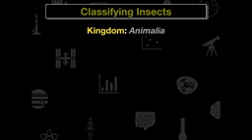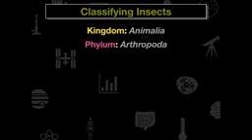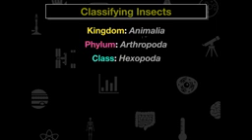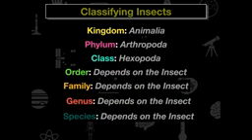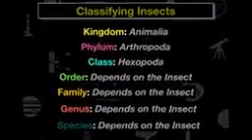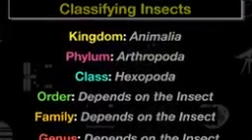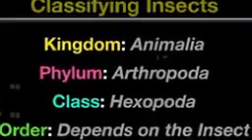An insect is in the kingdom Animalia, the phylum Arthropoda, and then the class Hexapoda. Now, it depends on what insect we have for the order, the family, the genus, and the species. This is something that we will be going through when we delve into the lanternfly. But it's important for us to know the kingdom, the phylum, and the class. We have Animalia, Arthropoda, and Hexapoda.